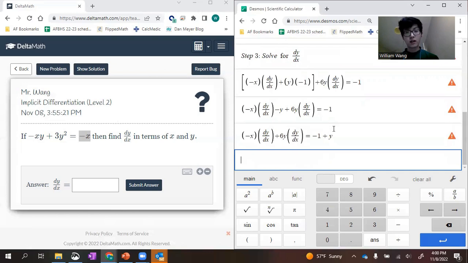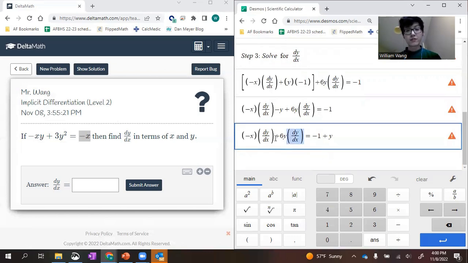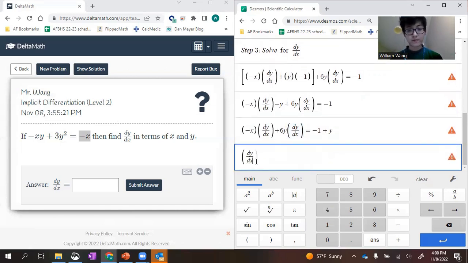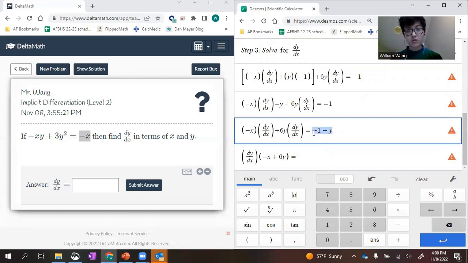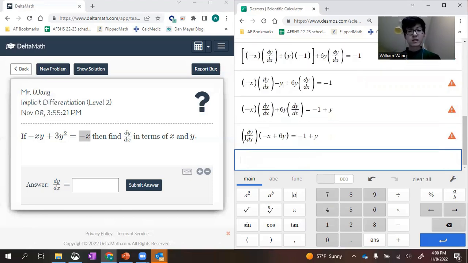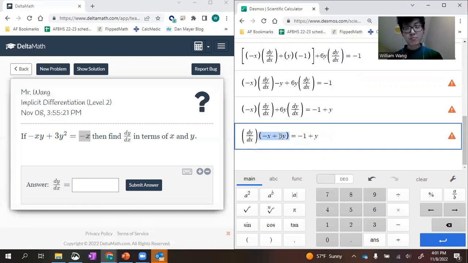Now what I can do is factor dy over dx out from this. When I factor it out, I'd be multiplying dy over dx by negative x plus 6y. That's equal to the right side of the equation, which stays the exact same. I didn't factor anything out there. Now to get dy over dx by itself, I just need to divide both sides of the equation by this.